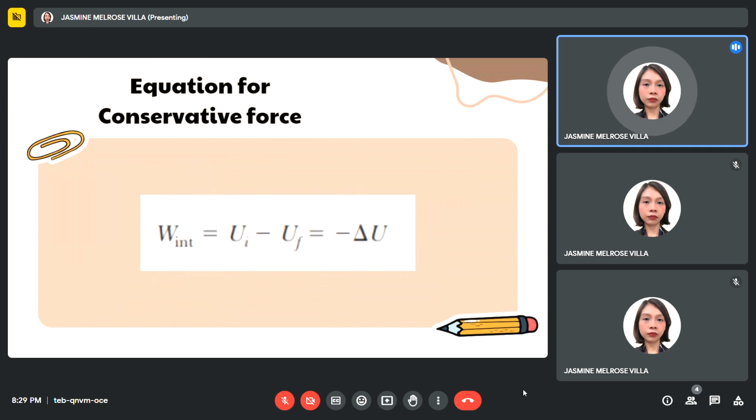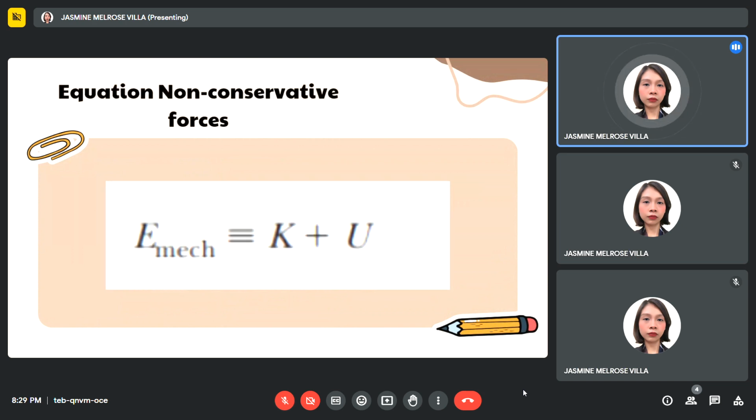So, we have the equation for conservative force. First, we have this equation, and we can associate a potential energy for a system with a force acting between members of a system, but we can do so only if the force is conservative. In general, the work done by a conservative force on an object that is a member of a system, as the system changes from one configuration to another, is equal to the initial value of the potential energy of the system minus the final value. So, this is the formula.